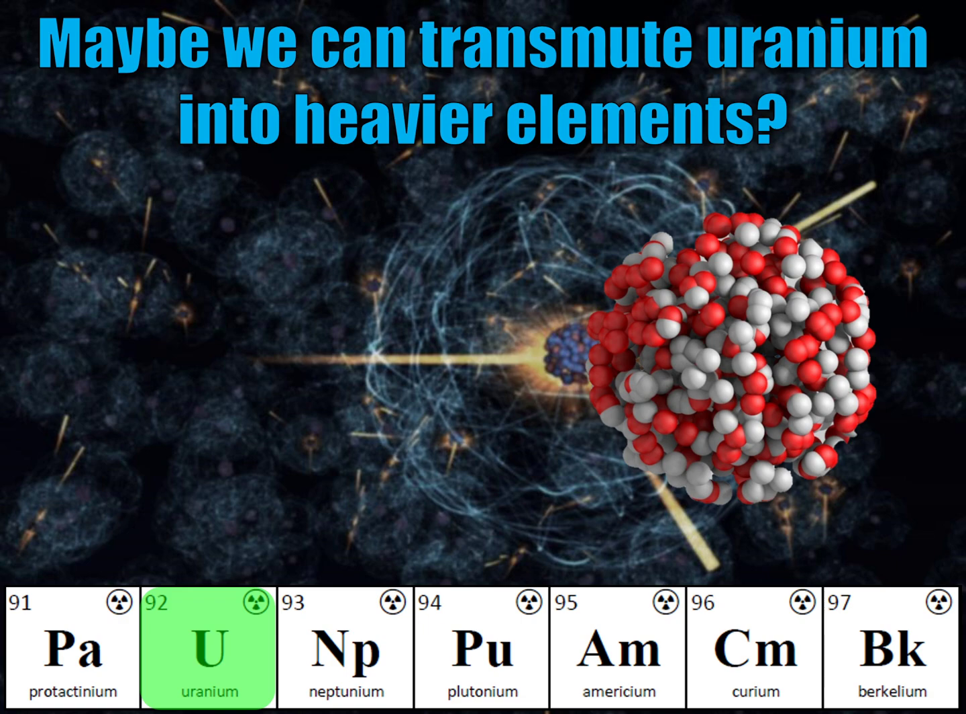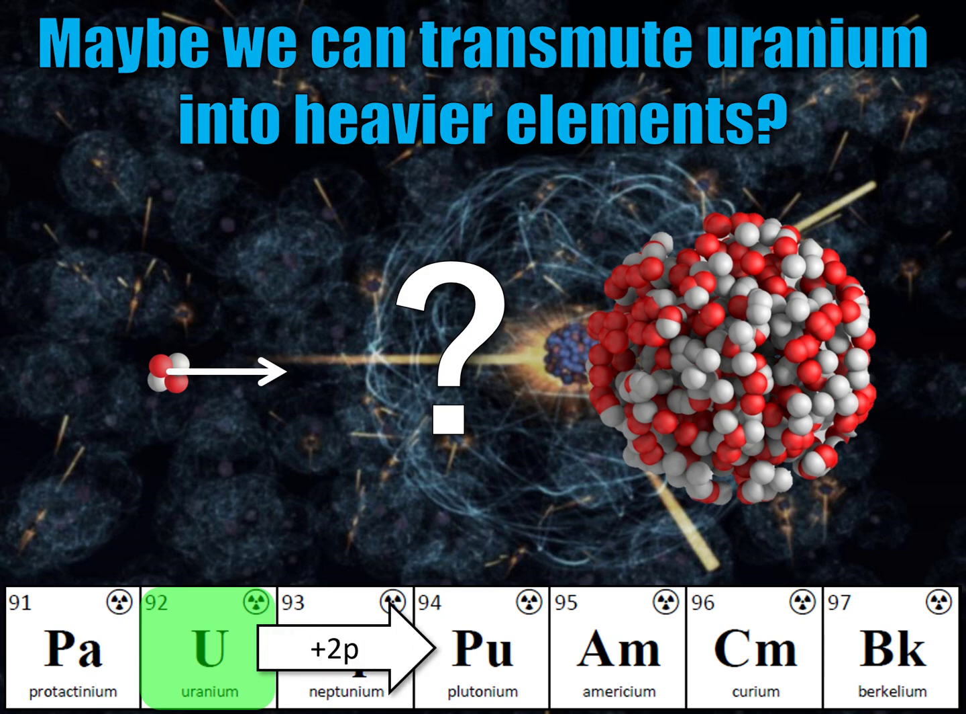So the thinking was, what if we shoot an alpha particle at the nucleus? Well, an alpha particle has 2 protons inside of it. So if uranium were to absorb an alpha particle, it would be like a reverse alpha decay. The uranium would gain 2 protons and it would become plutonium. So we would create plutonium. Even though plutonium doesn't exist naturally on Earth, this process could create it.